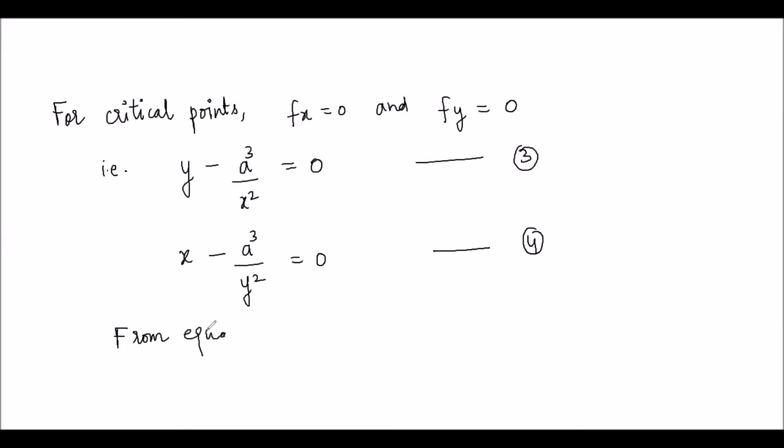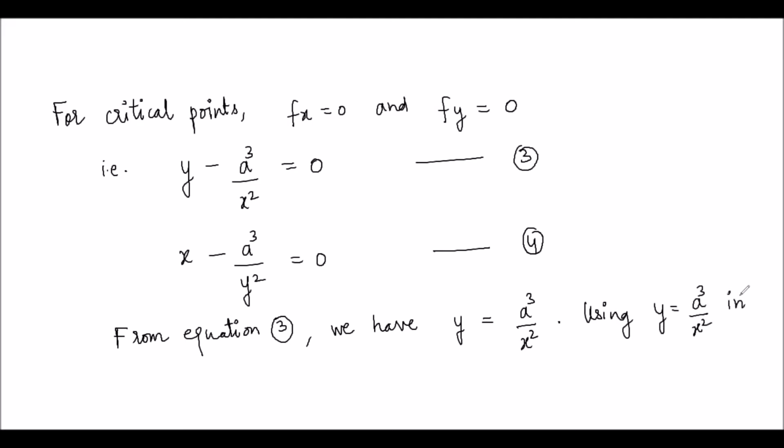From equation 3, we have y equal to a cube upon x square. Using y as a cube upon x square in equation 4. This is our equation 4. Let us put y as a cube upon x square in equation 4.